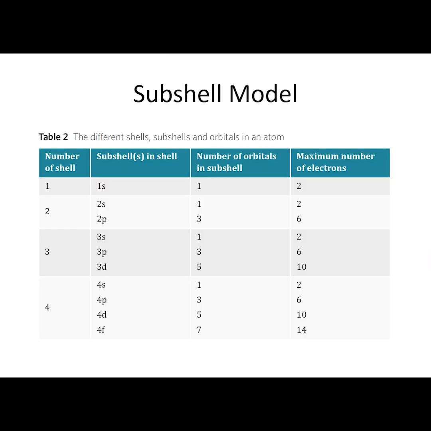This is another look at the subshell model. So you can see the number of shells, and to the right, the subshells. The first shell only has an S subshell, the second shell has an S and a P subshell, the third has an S, P, and D, the fourth has an S, P, D, and F, and the others also have all 4. And you can see the numbers on the right relating to the number of orbitals in each subshell and the maximum number of electrons.